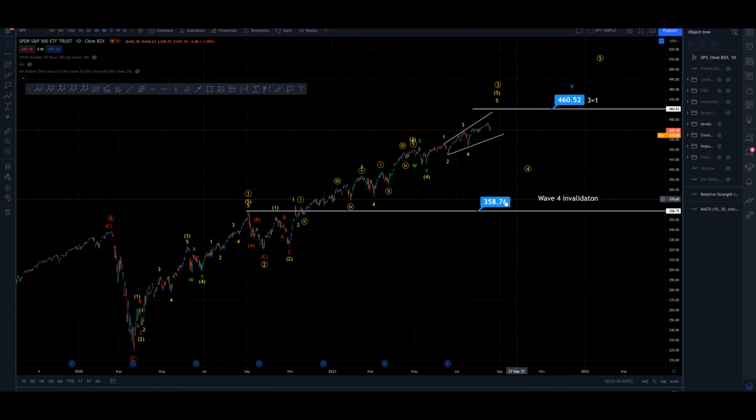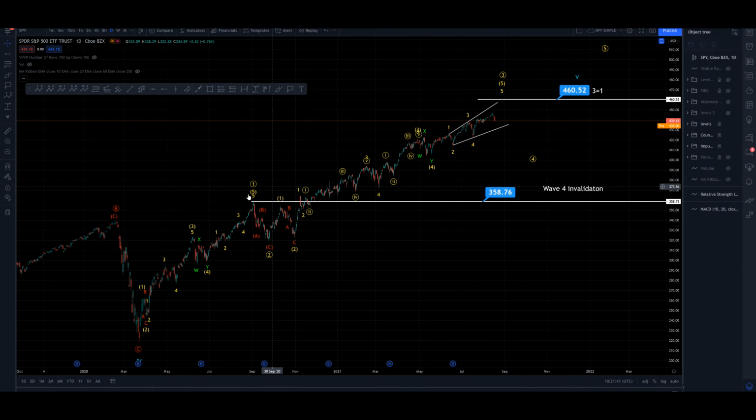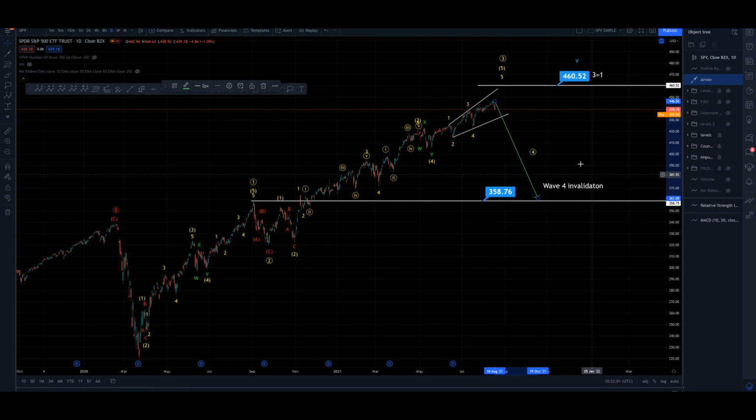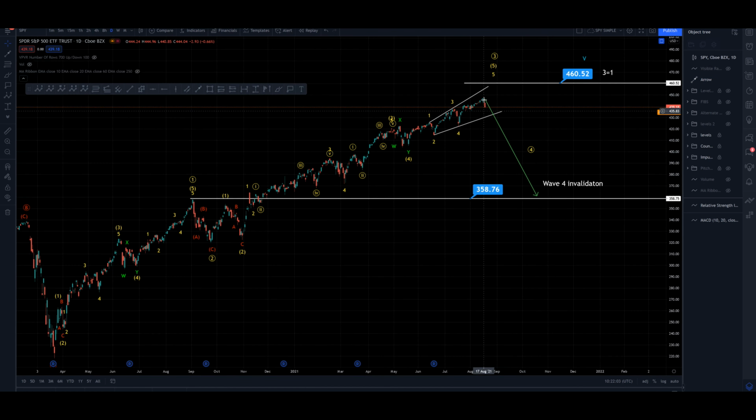We also have a wave 4 invalidation down here at 358.76. This is the top of our primary wave 1, and this shows the potential for a wave 4 correction, if we have completed a wave 3, to come basically anywhere down to this level but not break it. Unlikely that we would come that deep, I feel, if we have completed the primary 3. I think we would likely stop before then. Why do I think that?